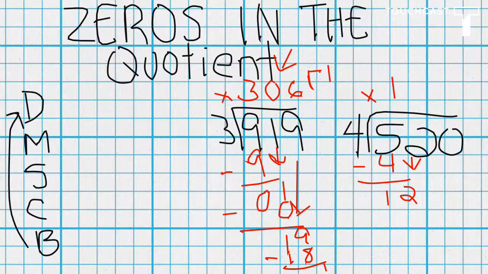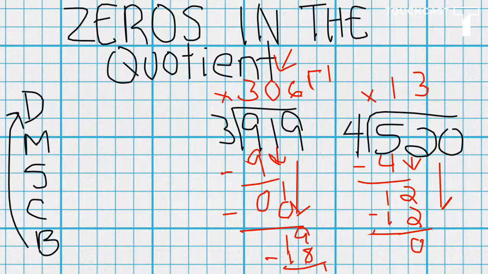4 now goes into 12 3 times. Then we multiply. 3 times 4 is 12. We subtract. Okay. And now we compare. 0 is less than 4, so we bring down.